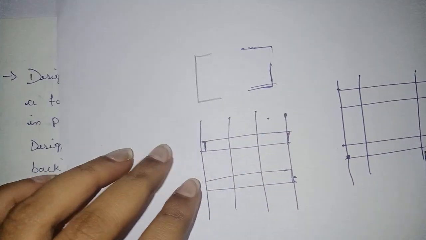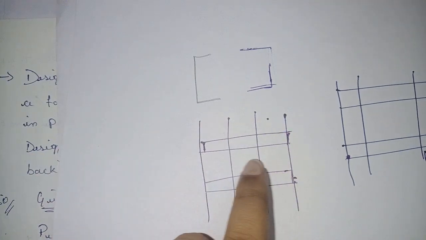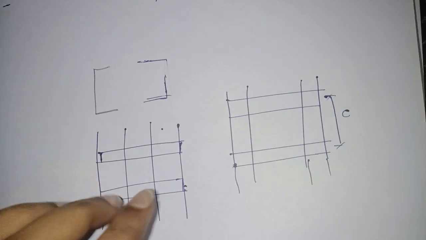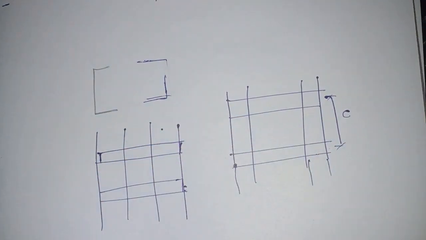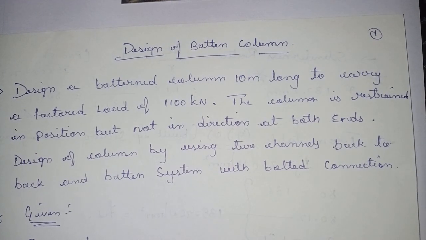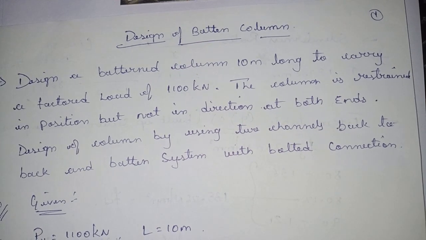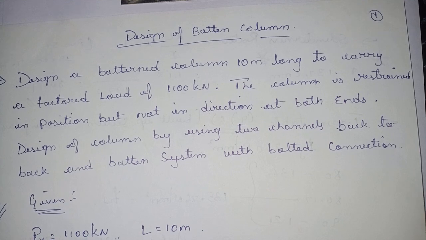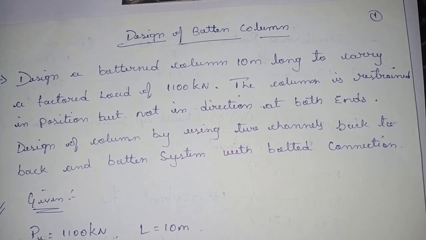It will be given, it is a C section. If you project it out, these are the battens. The distance between the two battens, I'll name it as C. Now the difference is that battens take up more loading, that is the shear, and also the loading. To take up only the shearing actions, we give lacings.